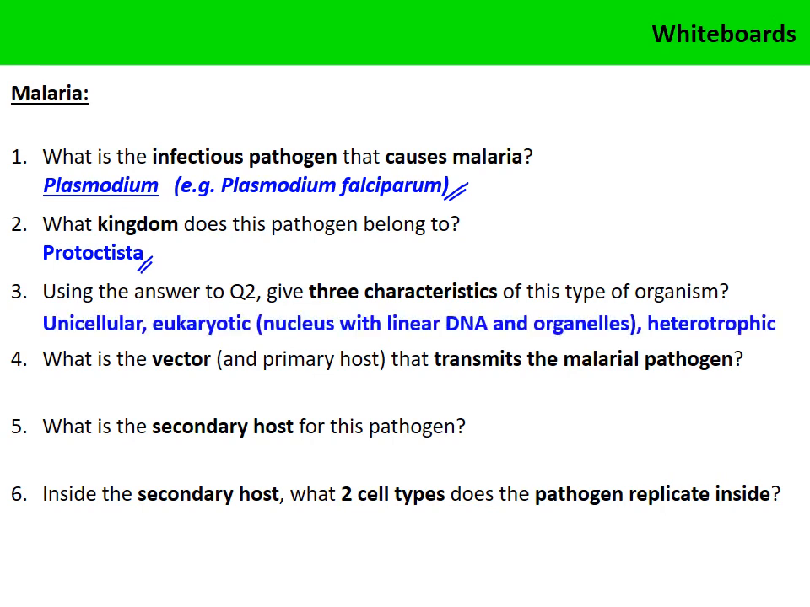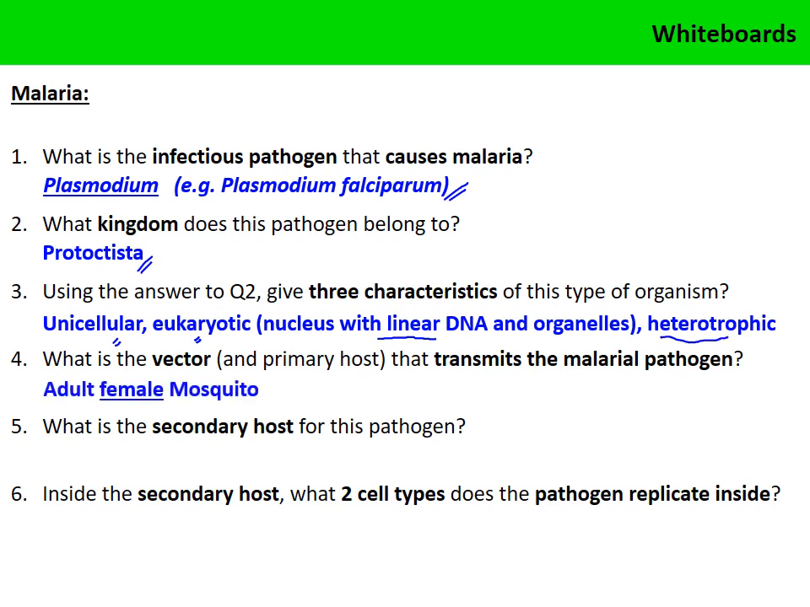Now, three characteristics of this type of organism then. Well, unicellular, eukaryotic. We know if it's eukaryotic, the nucleus must have linear DNA. So it's very different to bacteria that have a circular DNA inside the cytoplasm. And we also know they're heterotrophic in this particular case.